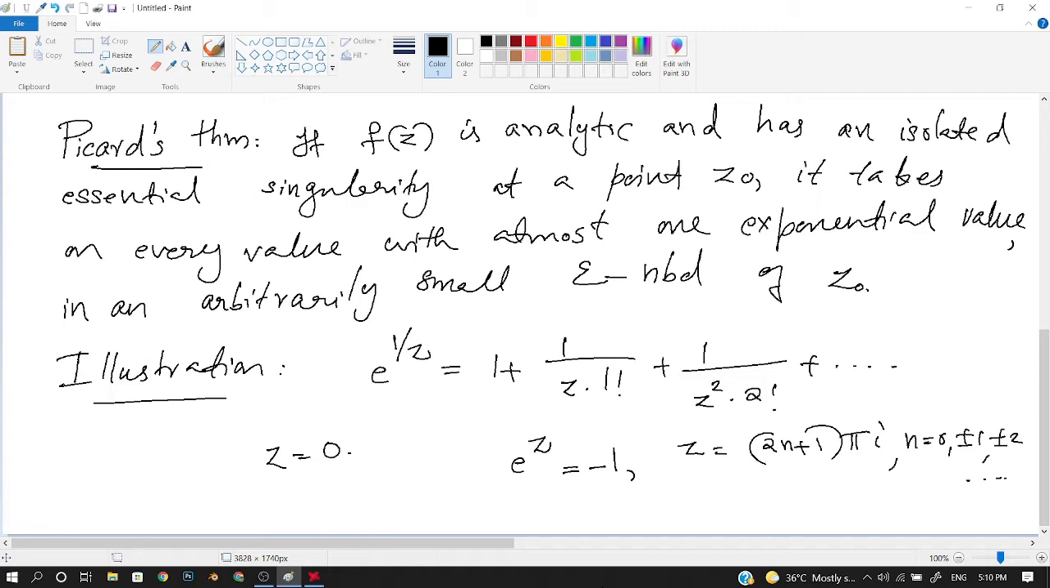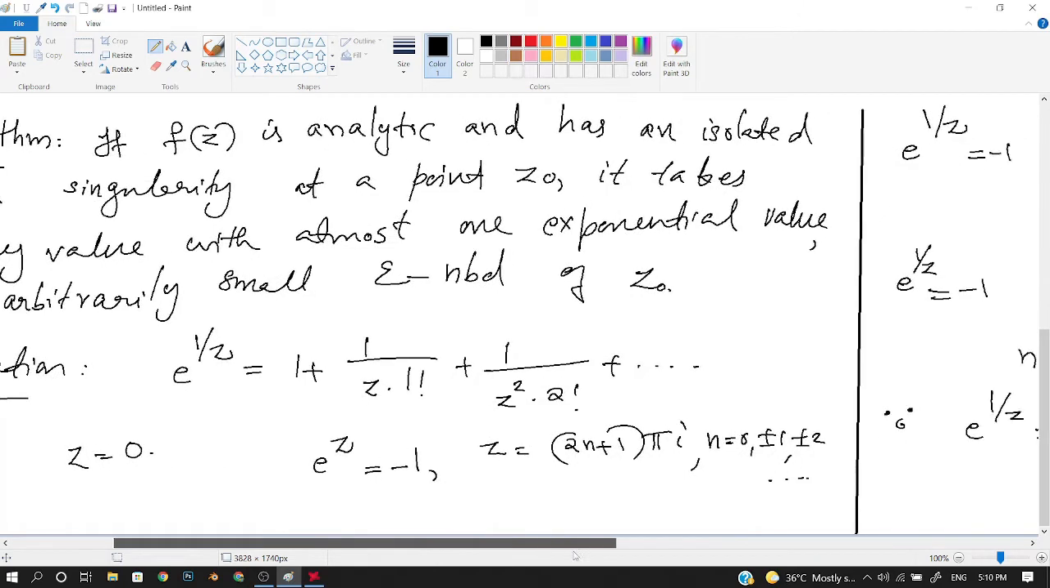We can discuss one illustration now. Consider e raised to 1 by z, that is equal to 1 plus 1 by z into 1 factorial plus 1 by z square into 2 factorial plus etc. Here we can see that in this expansion there are infinite negative powers of z. So z equal to 0 is an essential singularity. e raised to 1 by z assumes the value minus 1 an infinite number of times in each neighborhood of the origin. e raised to z is equal to minus 1 when z is equal to 2n plus 1 into pi i, where n equal to 0, plus or minus 1, plus or minus 2, etc.